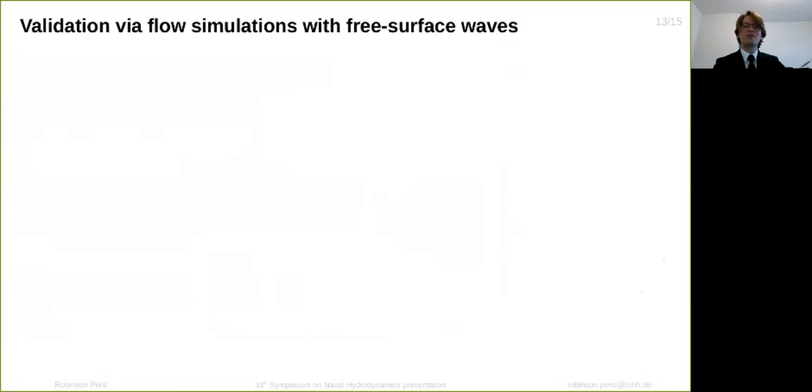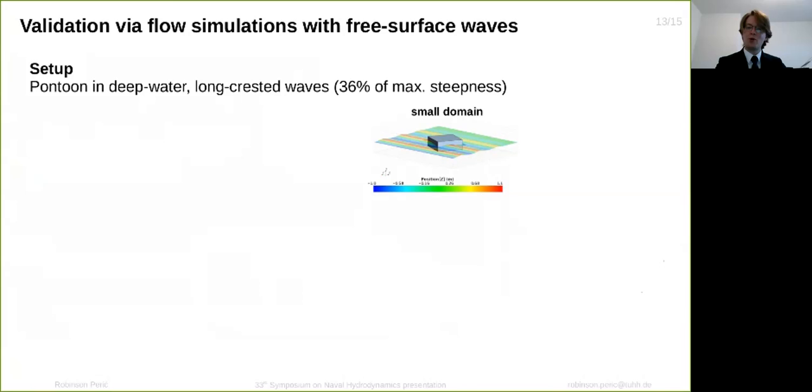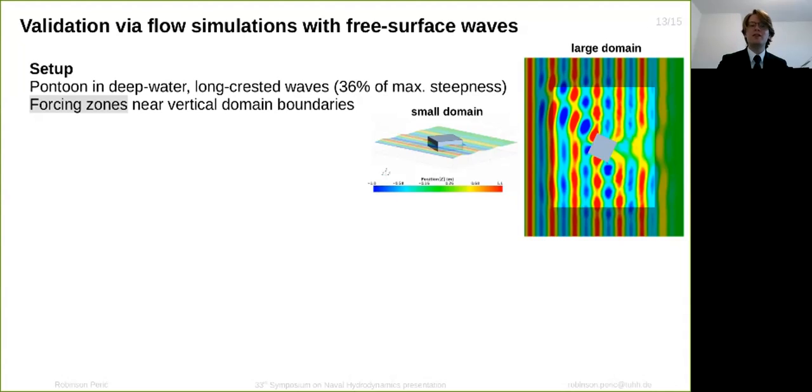So now we come to a validation via flow simulations with free surface waves. Finally, the setup is a pontoon in deep water, long crested waves with roughly 40% of the maximum steepness, so moderately nonlinear waves. And we look at simulations in a small domain, like the smallest domain that probably would be used in engineering practice, and in a large domain. Forcing zones are shown in shaded gray near all vertical domain boundaries.